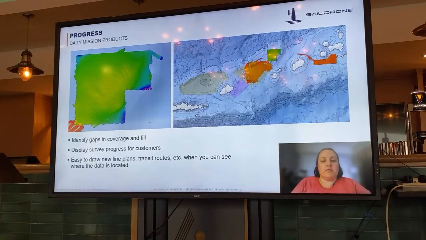Then we also produce daily mission products, which are manually created in Chimera on board the vehicle. Then they are automatically transferred and ingested into our mission portal. So not only our surveyors can see the previously mapped areas, but also our customers can see the ongoing progress of the survey.